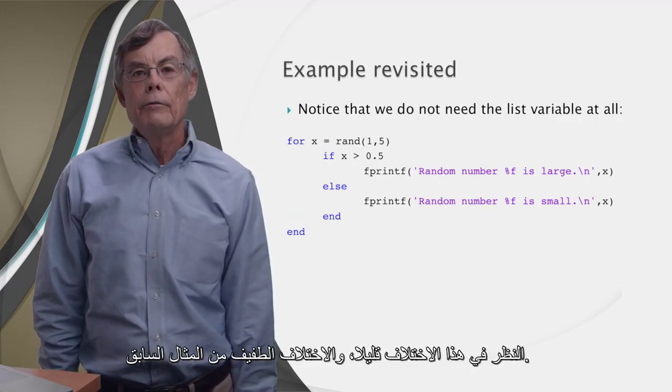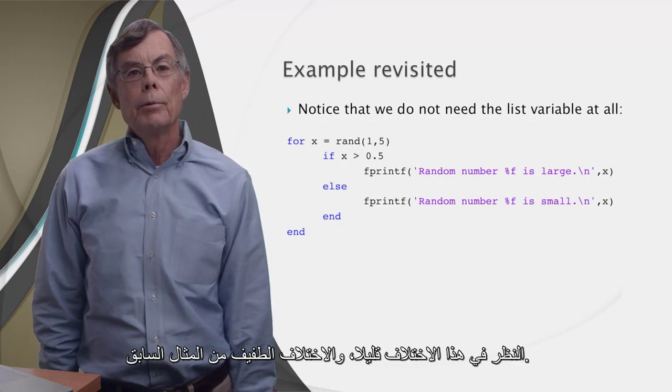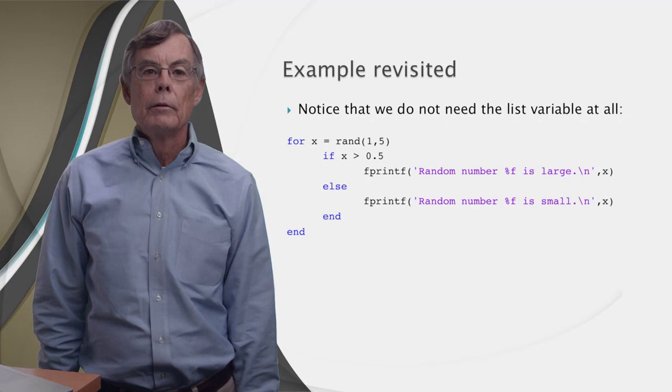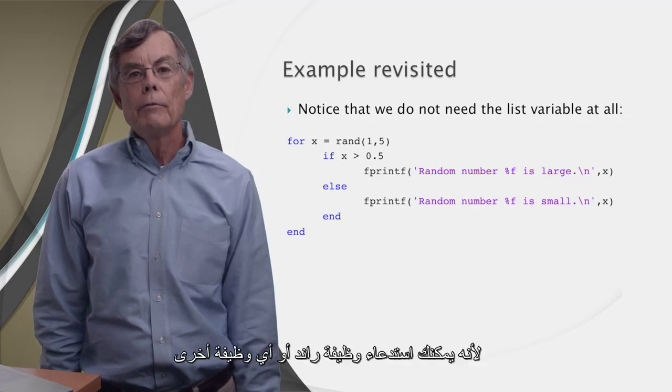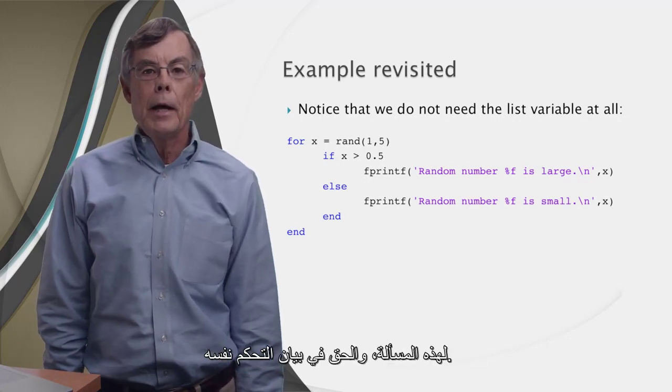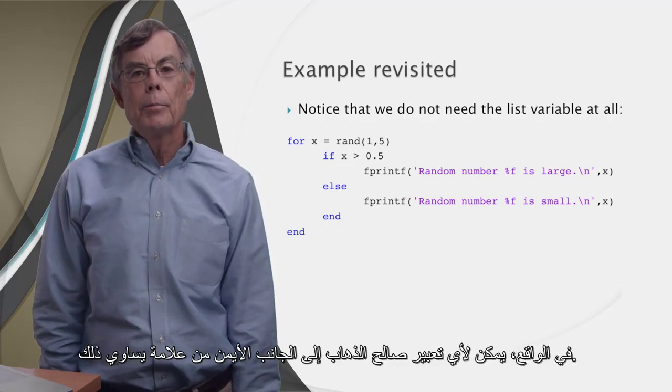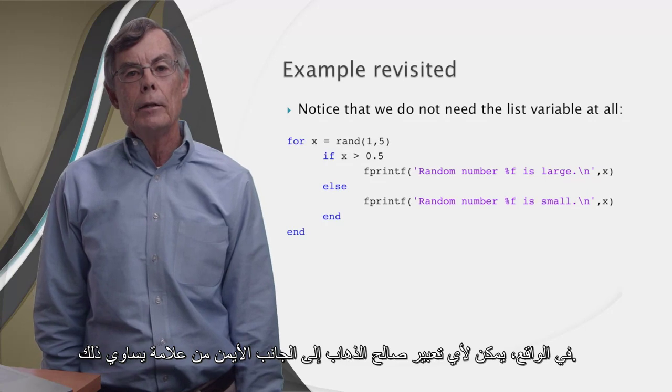Consider this slight variation of the previous example. We eliminated the variable named list because you can call the rand function, or any other function for that matter, right in the control statement itself. In fact, any valid expression can go to the right side of that equal sign.